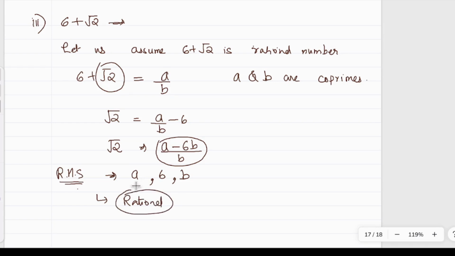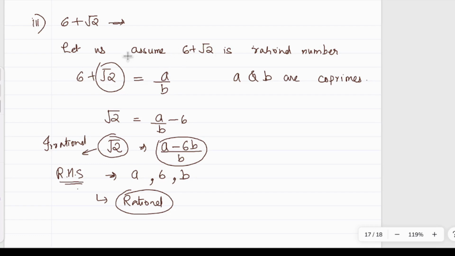If RHS is rational, we know root 2 is irrational. So this is contradicting our fact that root 2 is irrational. So here what can we write? Since a and b are integers, a minus 6b by b is actually a rational number. And root 2 should also be rational, but that is wrong. Root 2 is an irrational number. So this contradicts the fact that root 2 is irrational.